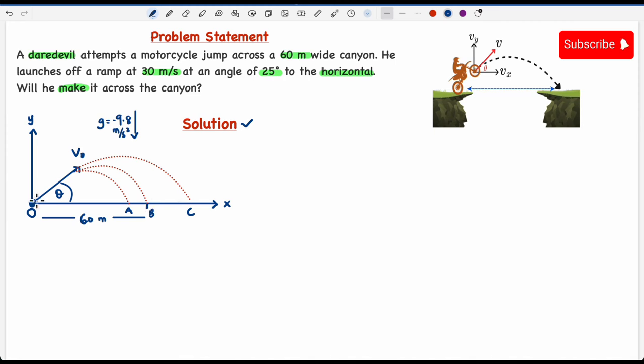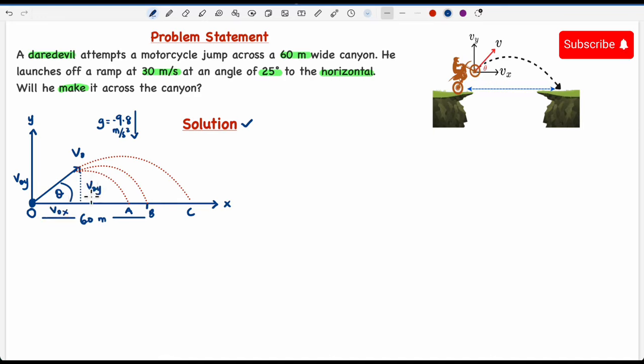Now, this initial launch velocity can be resolved into two components. So we can have the vertical component as well as the horizontal component. In this case, the vertical component of this initial launch velocity would be the initial vertical velocity of this object, which we call V0y. And then the horizontal component of this speed is going to be V0x. However, we need to find these quantities.